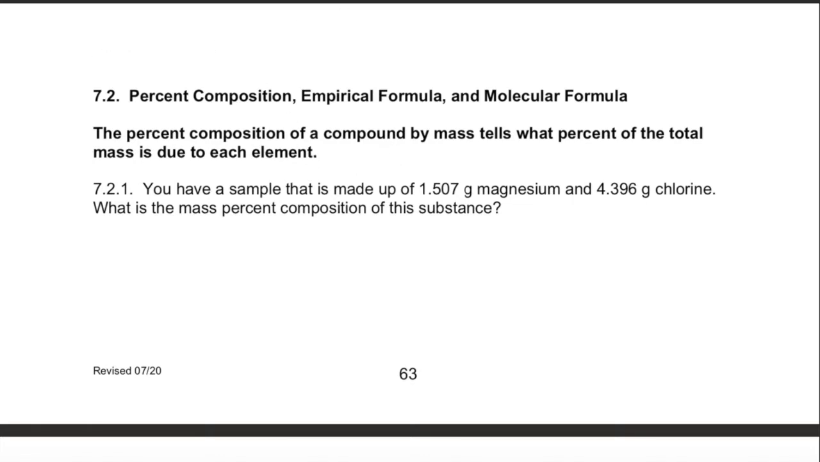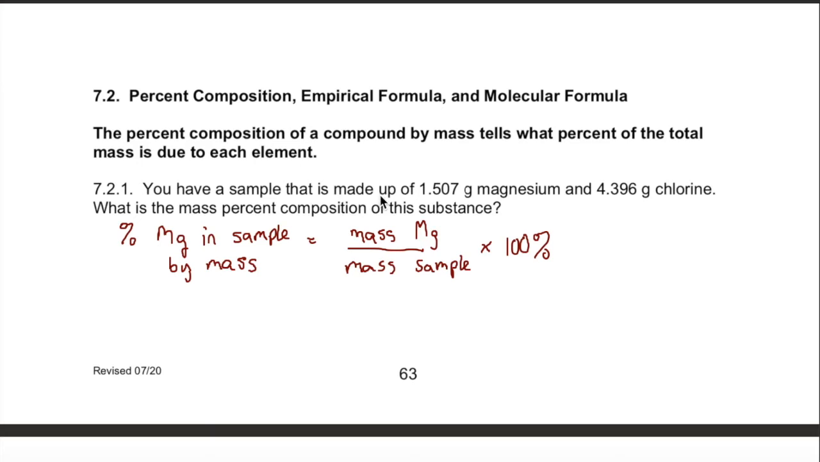This first way, there is an actual sample and you're analyzing it, maybe in a lab, and you find that it has 1.507 grams of magnesium and 4.396 grams of chlorine. So let's look at magnesium. If you wanted to know what percent of this sample was made up of magnesium by mass, you would take the mass of magnesium and divide it by the total mass of your sample, and then multiply that by 100%.